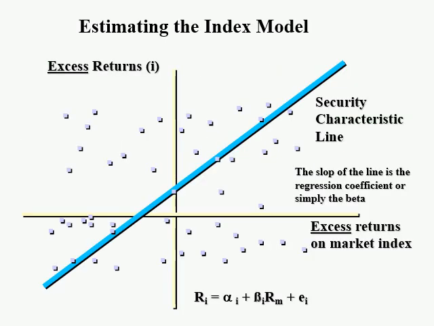Estimating the index model. Here we will see the relation between the excess return for security i and the excess return on the market index. And we will get the historical data for these two factors. And this historical data shows me this relation. For example, at this point, or in this time, the return of the market was here, and the return of the security was here.